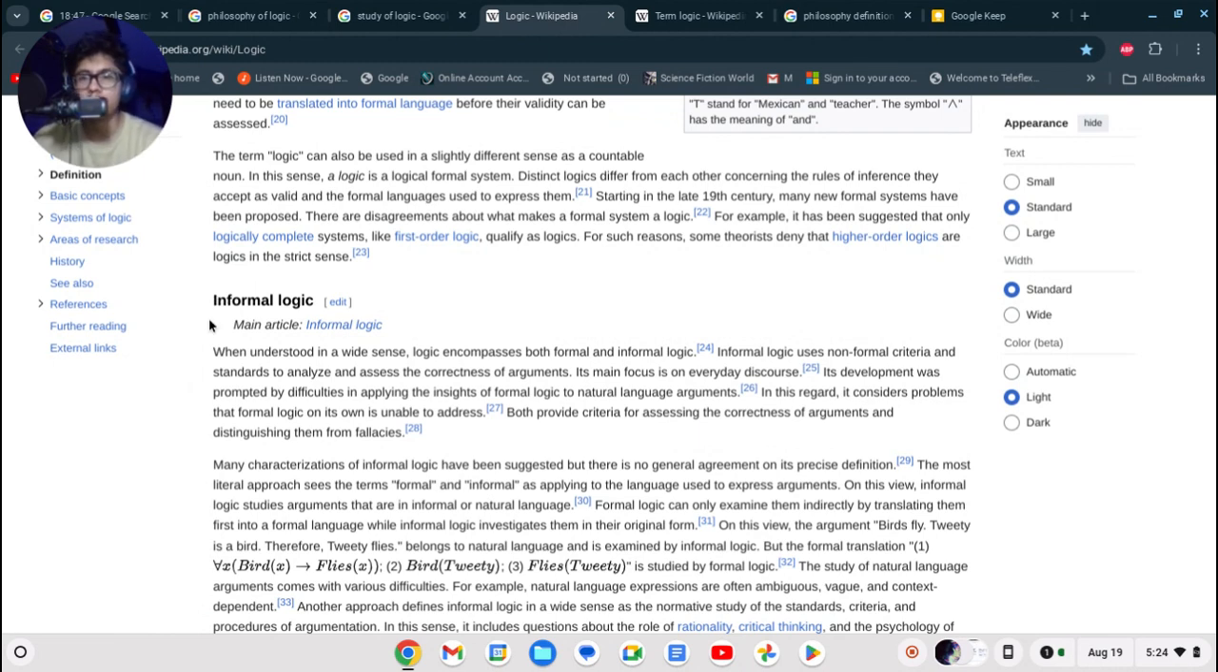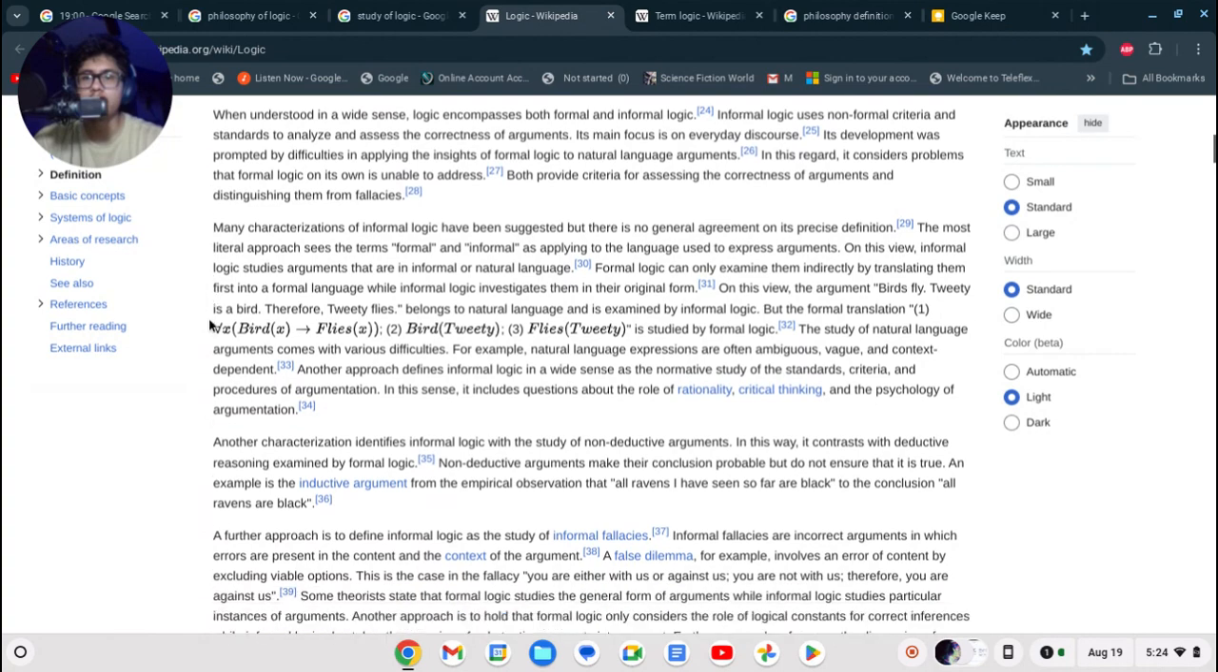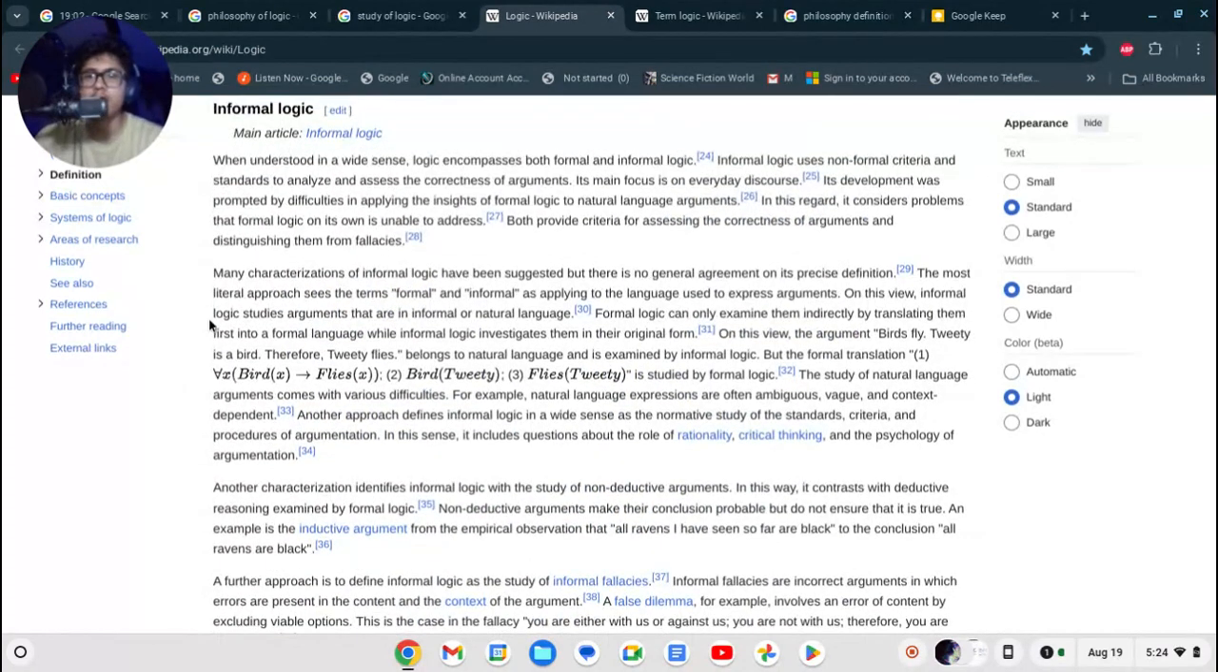Don't worry. Informal logic. Main article. Informal logic. When understood in a wide sense, logic encompasses both formal and informal logic. Informal logic uses non-formal criteria and standards to assess the correctness of arguments. Its main focus is on everyday discourse. Its development was prompted by difficulties in applying the insights of formal logic to natural language arguments. In this regard, it considers problems that formal logic on its own is unable to address. Both provide criteria for assessing the correctness of arguments and distinguishing them from fallacies.